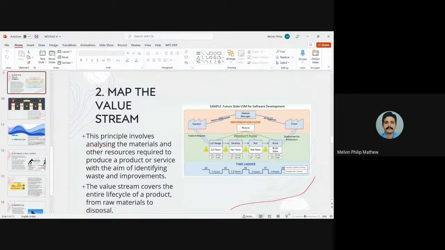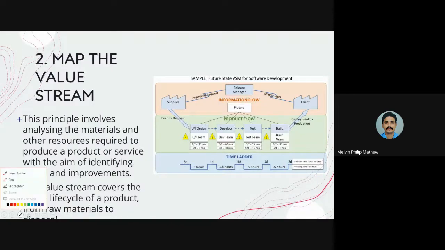So in the last class, we were studying about mapping the value stream, and I have shown you how the value stream was done, and how the information flow, product flow, and the time ladder have been given for each and every department that is shown, and the values for each of the departments are given as 4, 2, 2, 2, etc. Okay, so this is how the value stream of a department is mapped.